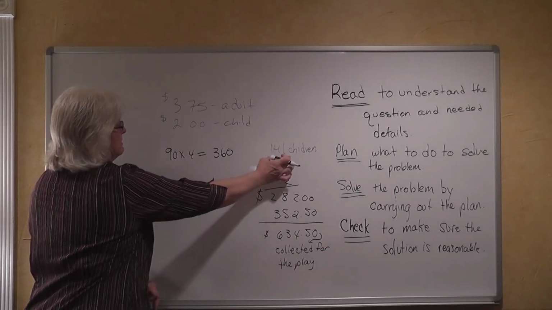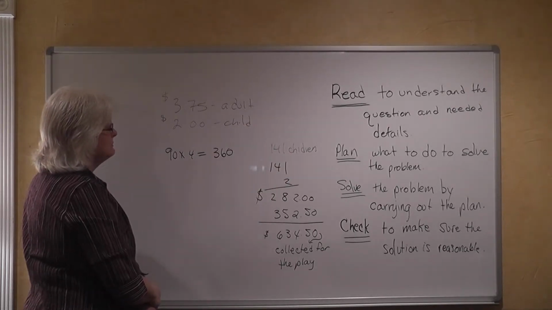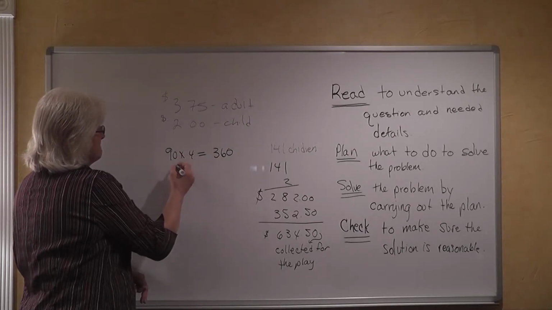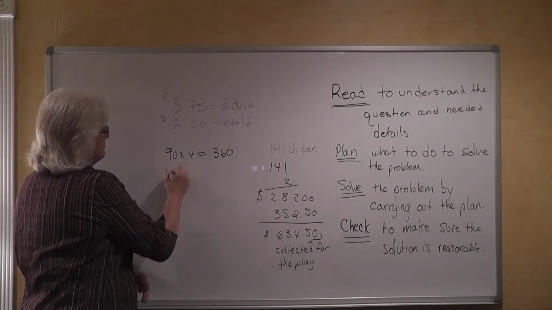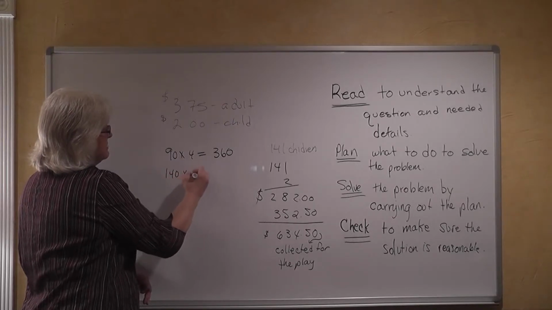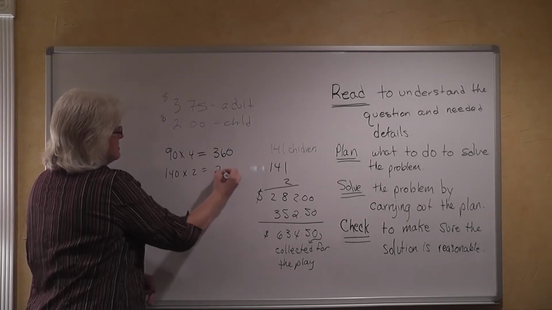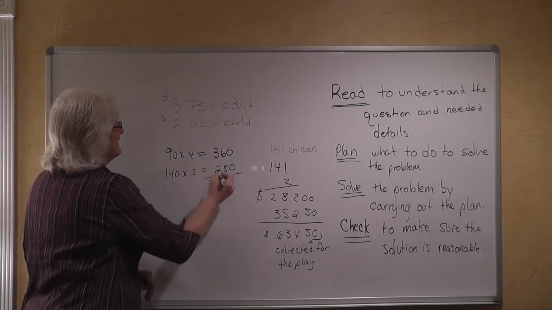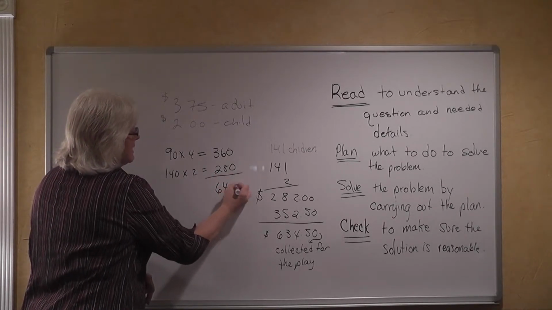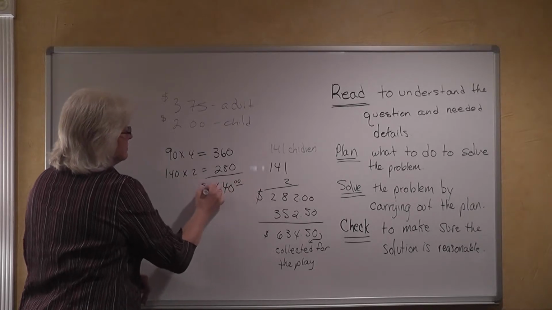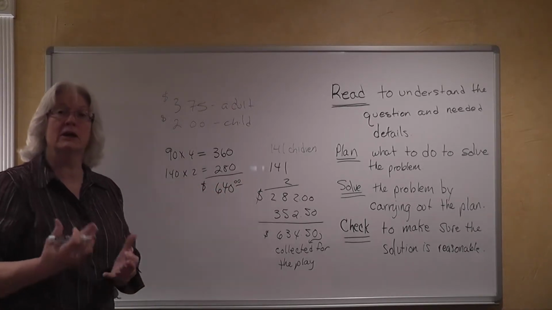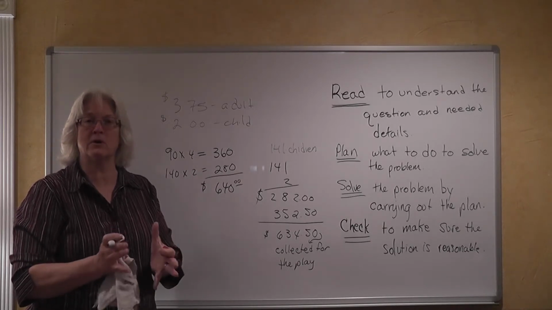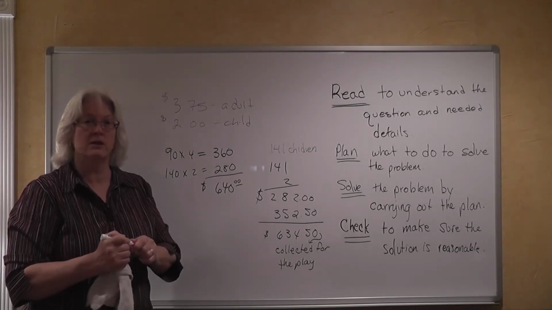Well, 2 times 140 would be 280. So we have 140 kids times $2. It's not $2.80, it's $280, for an estimated total amount of money collected for that play of $640. That's an example of a way that you could check this problem.